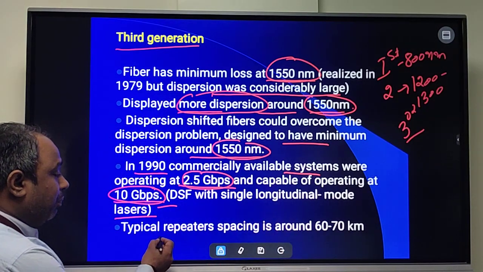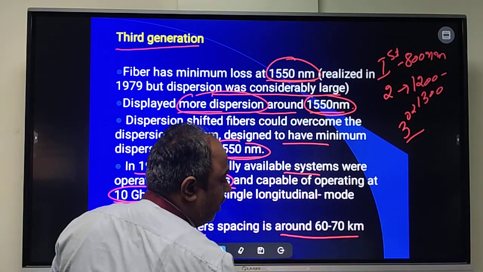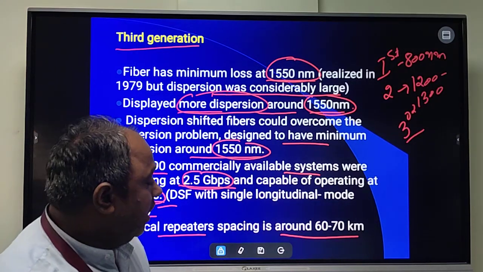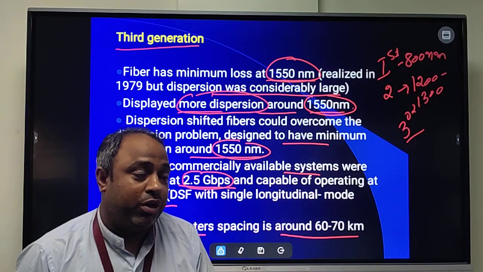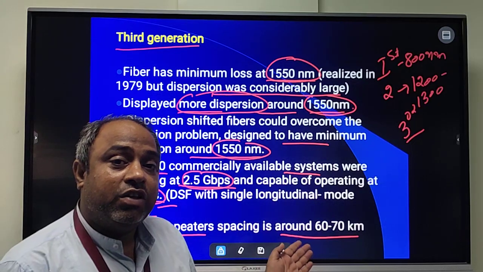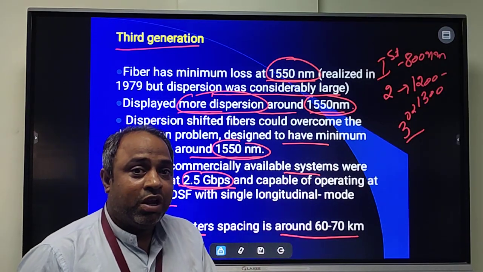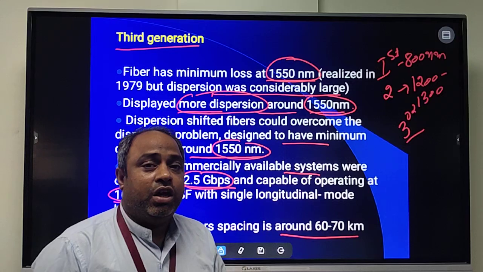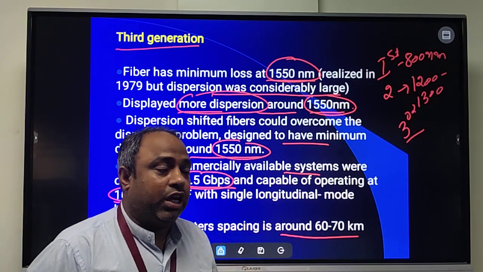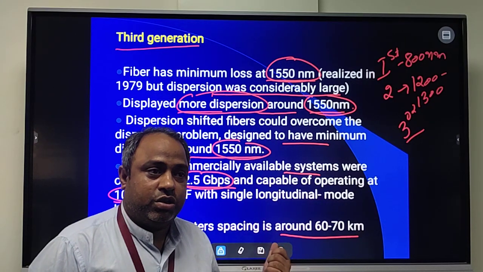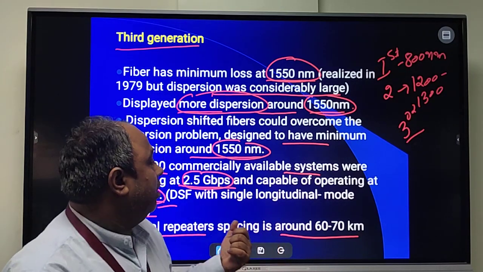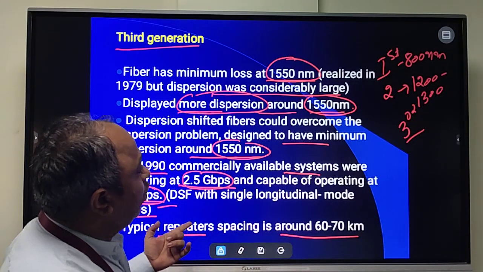Look at here, the repeater spacing is around 60 to 70 kilometers, but in the first generation we used 15 kilometers, and in the second generation we used 40 to 50 kilometers. But look at here, the repeater spacing has increased to around 60 to 70 kilometers. It means the third generation is more beneficial for longer distance transmission of data optically. So this was the most widely used generation at that time, in the duration of 1979 to 1990.